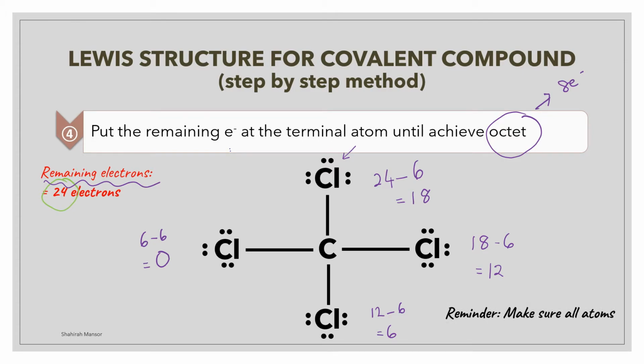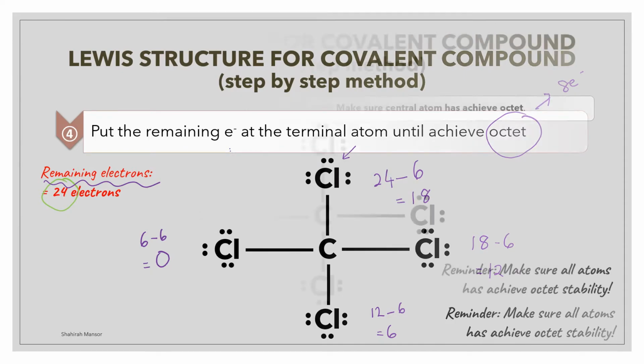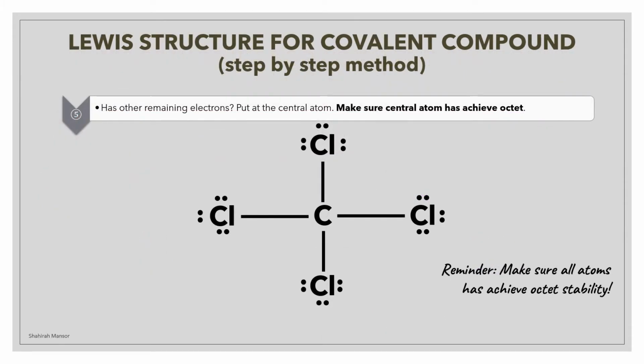So bila awak check balik ke semua terminal atoms di sini sudah pun mencapai octet stability. Do we have any remaining electrons from the previous calculation? The answer is no. But if yes, you have to put the remaining electrons on the central atom. But in this case, since we have no more remaining electrons, maka this will be our Lewis structure.